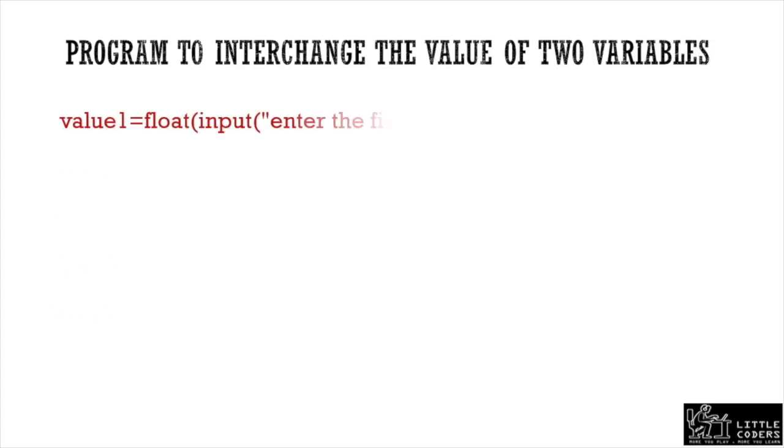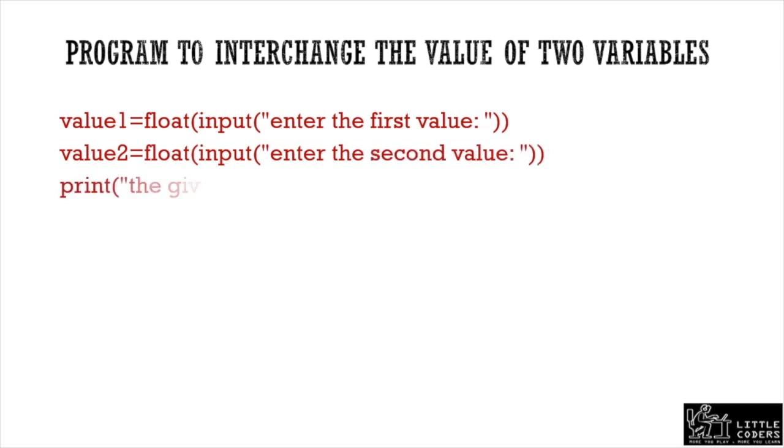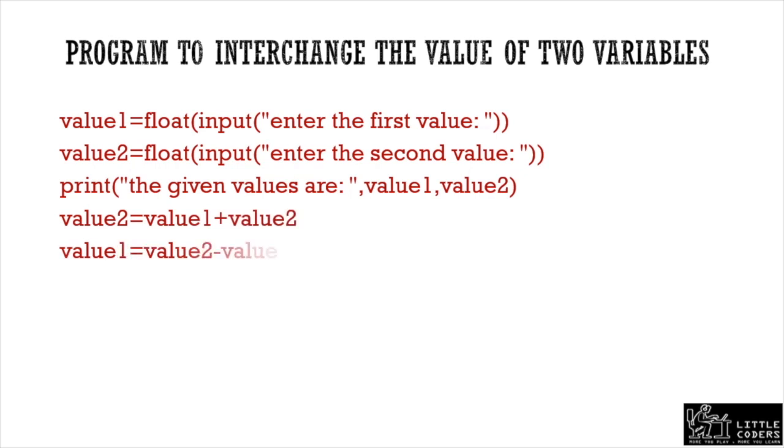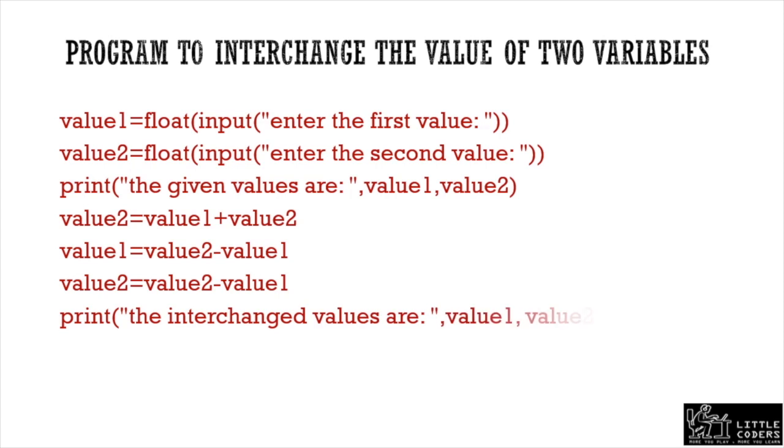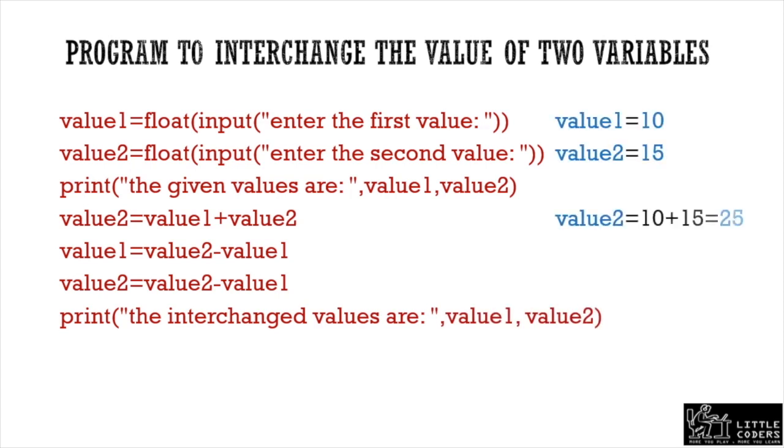The program is: value 1 is equal to float, input the value for first value and the second value. Then you are checking whether both the values are the given correct values. Now value 2 is equal to value 1 plus value 2. As we said, the meaning of the equal sign is replaced by. So value 1 and value 2 is added and it is stored as the value of value 2 itself.